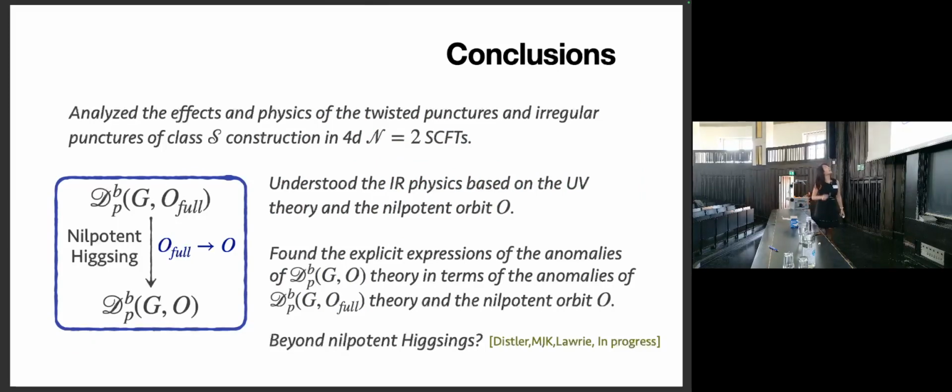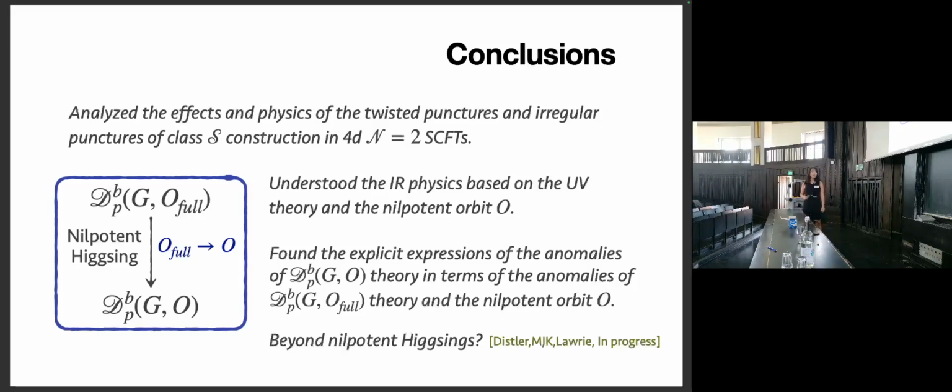To conclude, I looked into analyzing the physics of twisted punctures and irregular punctures, which are usually very difficult to do. But we could now prescribe it entirely from a geometry perspective and analyze the original UV physics and all the IR Higgsings that we can have thereof. We could look into all possible nilpotent Higgsings that are allowed for all possible different types of twisted and irregular punctures. And we found the explicit expressions of these anomalies, so that everything can be described just from the UV and the nilpotent orbit, and we can prescribe explicit physical properties thereupon.